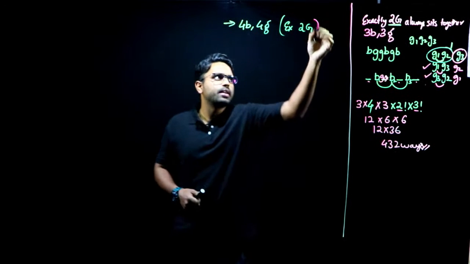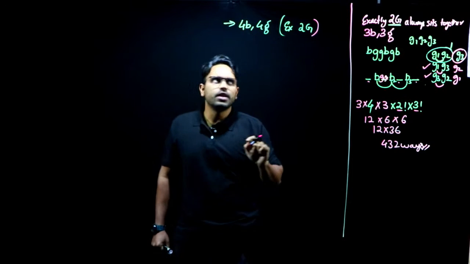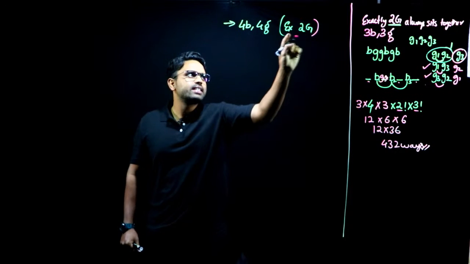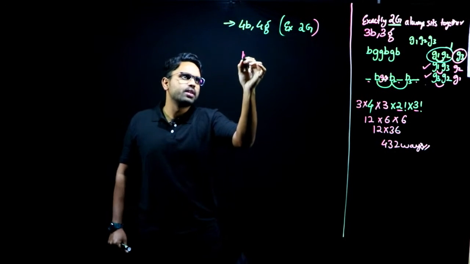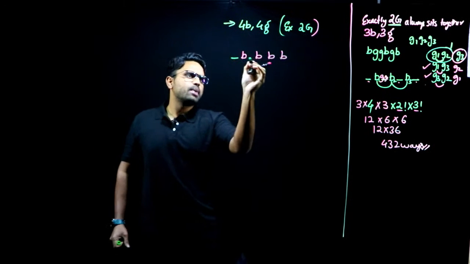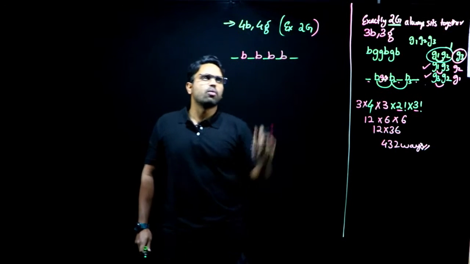So what will happen here? Now you tell me. 2 girls are sitting together. First step, whenever you see exactly 2 girls sitting together, what do you need to do? You need to place your boys. Boy, boy, boy, boy. Next step, you need to create spaces between them. Spaces are created. These 4 boys are the ones.